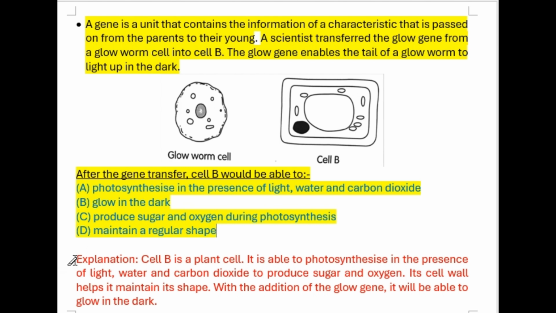Explanation: Cell B is a plant cell. It is able to photosynthesize in the presence of light, water, and carbon dioxide to produce sugar and oxygen. Its cell wall helps it maintain its shape. With the addition of the glow gene, it will be able to glow in the dark.